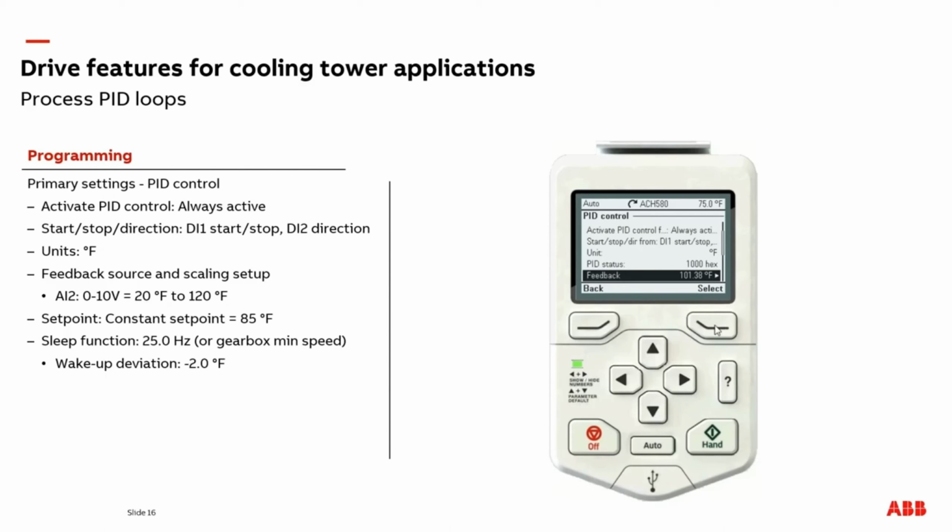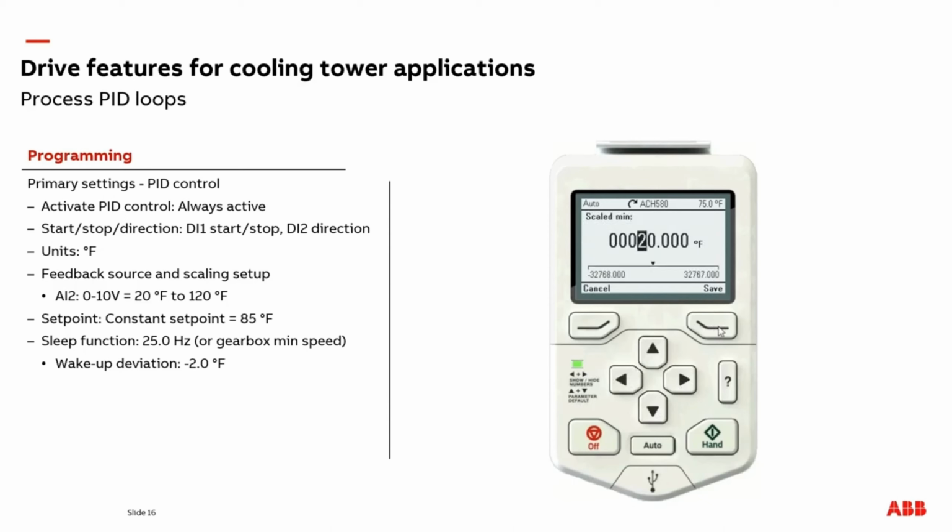For feedback, I'm going to select this to get to my feedback source. AI2 is the default, and that's great. That matches my wiring diagram. I need to get into the AI2 scaling. 0 to 10 volts is fine. I need to adjust the min and max range, though, to match my sensor.